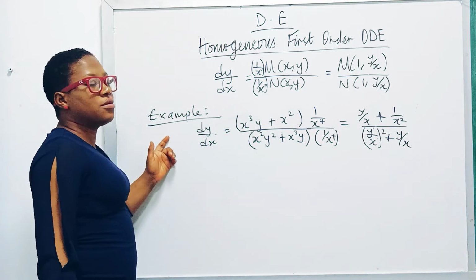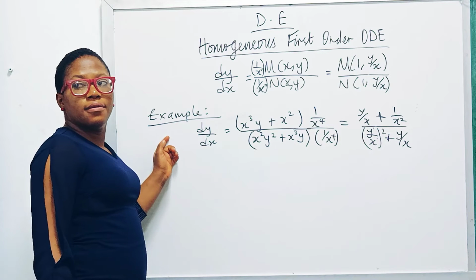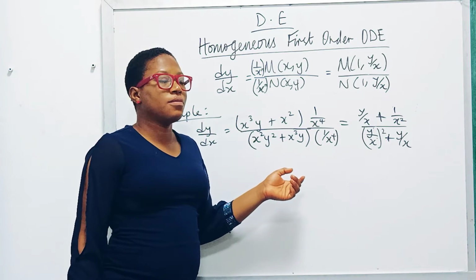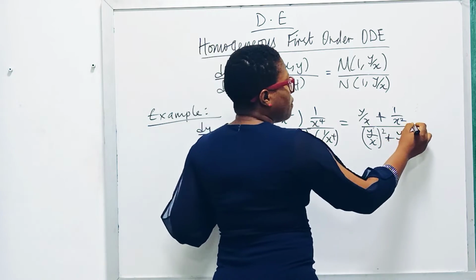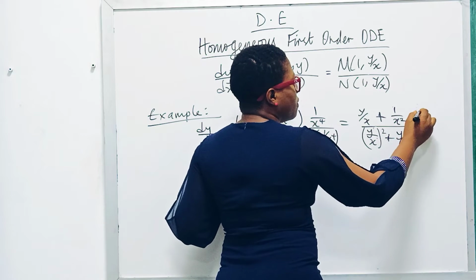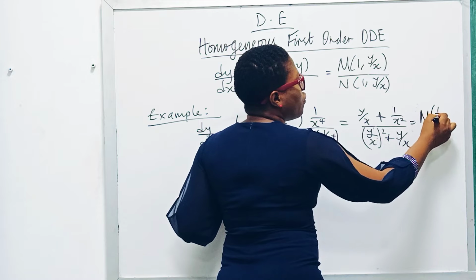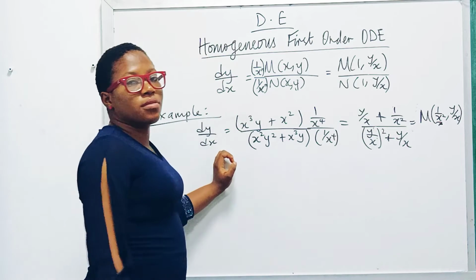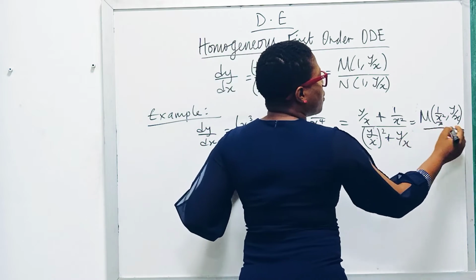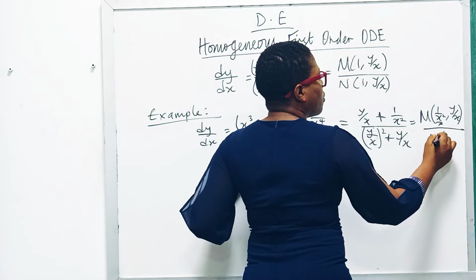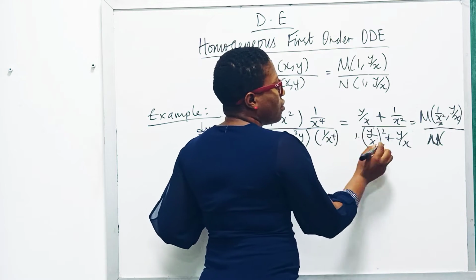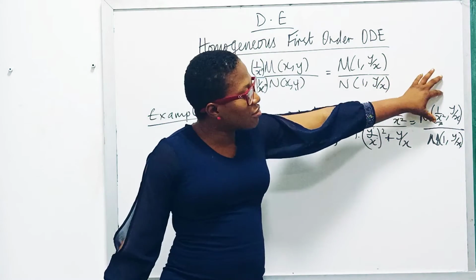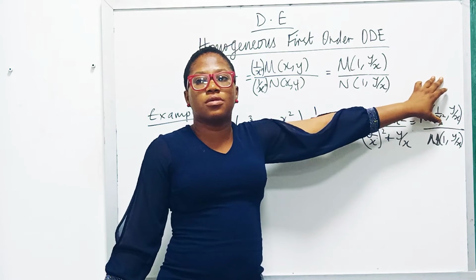Now, is this homogeneous? No. What do you think? Is it homogeneous? No. Why? Because this is a function of 1 over x squared comma y over x. It's not 1. While this one is a function of, you can say 1, because 1 is like something times 1, okay? 1 comma y over x. So because of this 1 over x squared in the numerator, it is not homogeneous.